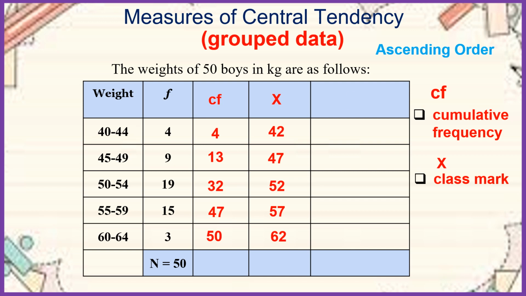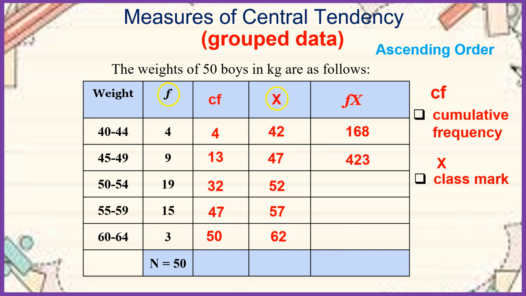Now let us have the last column. The last column is the fx. To get the fx, we are going to multiply the frequency times the class mark. In doing this, we have 4 times 42 is equal to what? Correct, it is equal to 168.